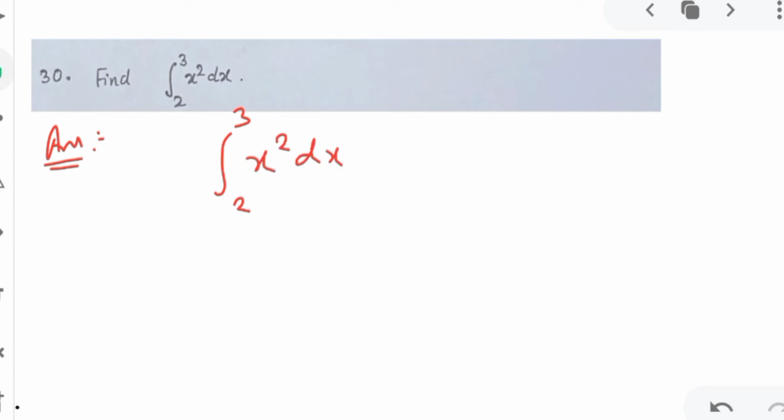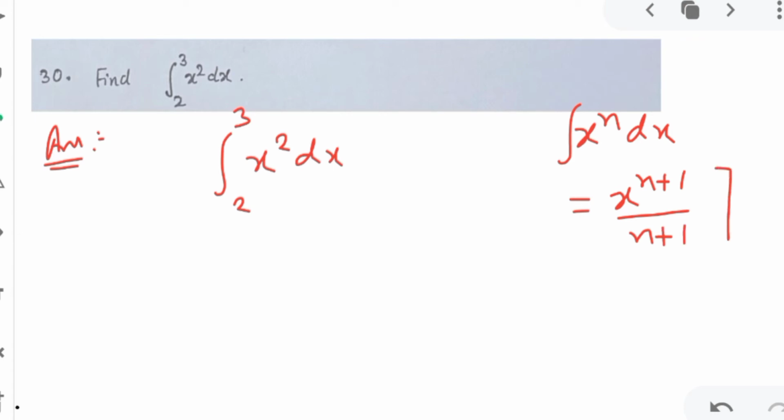So how can I integrate this? Using a formula. Which formula? The integral of x to the power n dx formula. The integration result is x to the power n plus 1 divided by n plus 1. Okay, this is the formula, so we'll use this formula.